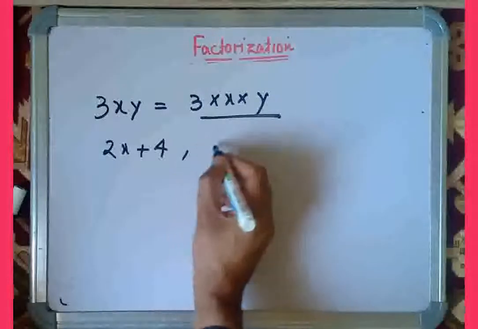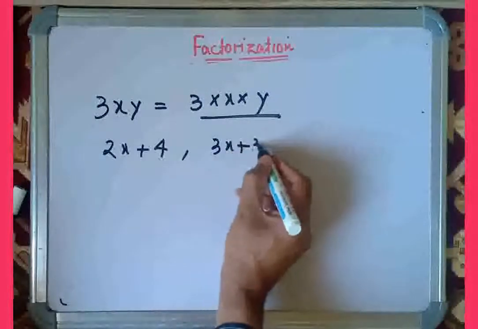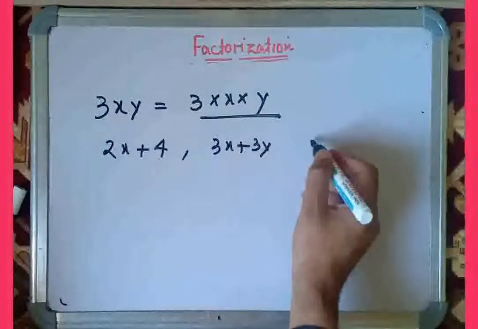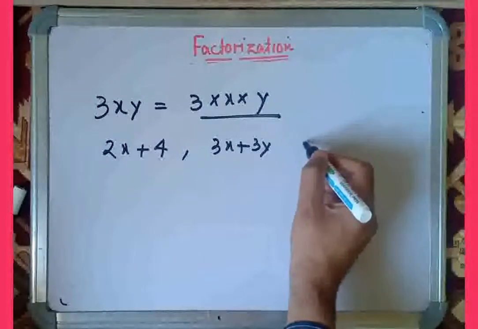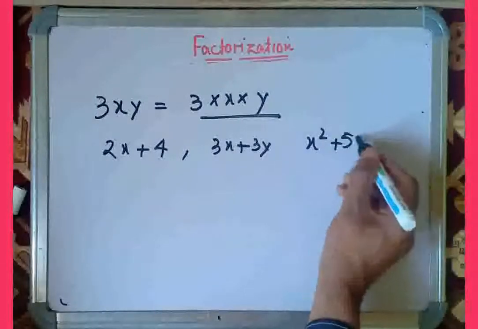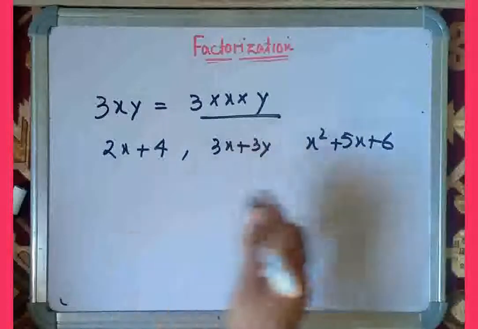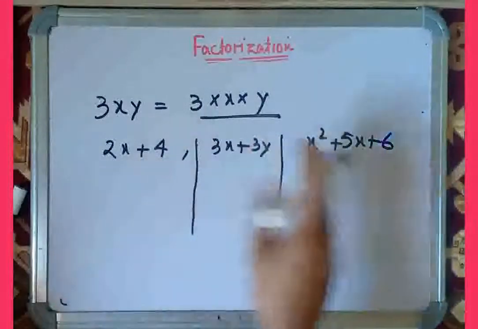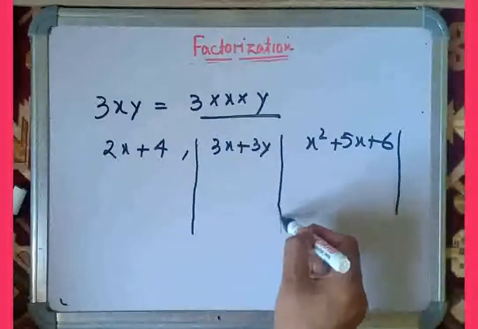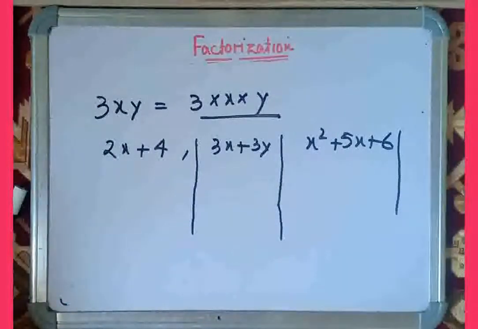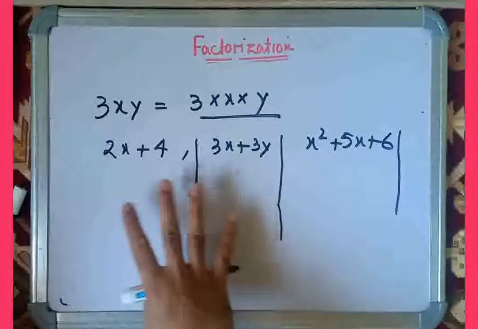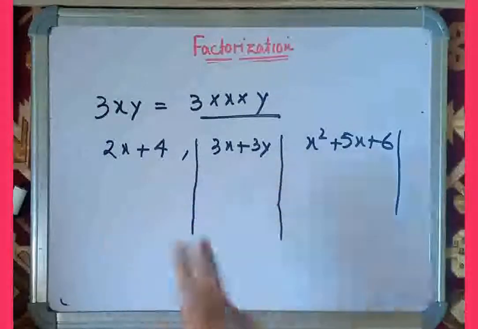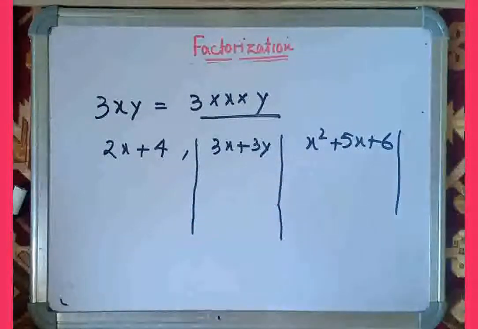There is another expression, 3x plus 3y, or another expression, say for example, x square plus 5x plus 6. So you have to factorize these expressions into their irreducible factors. In order to find the factors of these algebraic expressions, there must be some systematic method. Let's try to find that method.